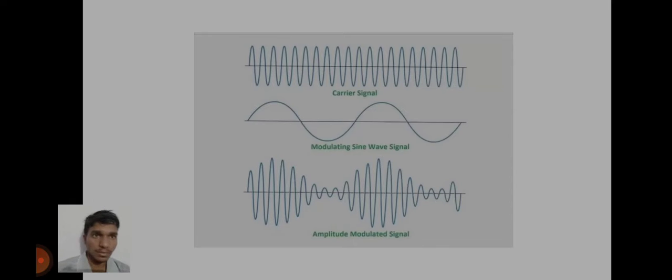This is the diagram of amplitude modulation. The inputs of the amplitude modulator are the modulating sine wave and the carrier wave, as mentioned in the figure. The output of the modulator is the amplitude modulated signal, where the amplitude of the carrier signal is varied in accordance with the message signal, as shown. So the frequency of the modulated signal and the carrier signal will be the same.